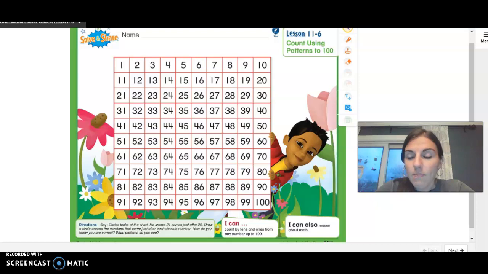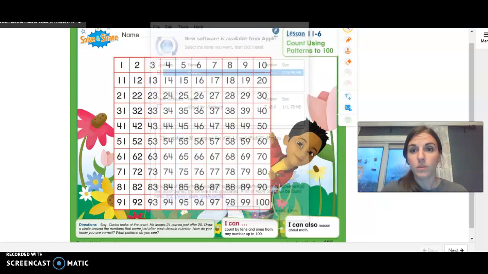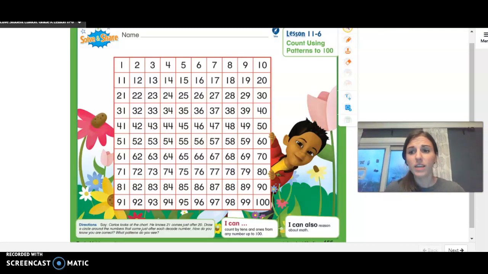So today, and I hope things have been going well with this topic. Please let me know if you're having any trouble with it. It's really, really great if you practice counting by tens. Why don't we start by counting by tens? 10, 20, 30, 40, 50, 60, 70, 80, 90, 100.